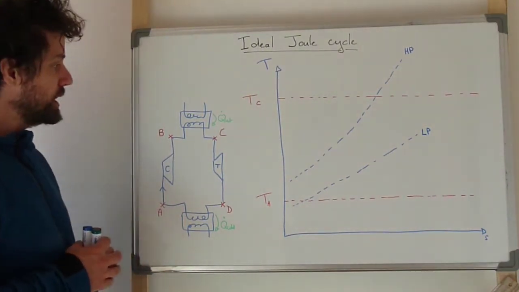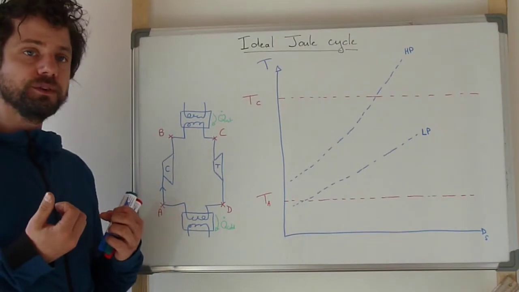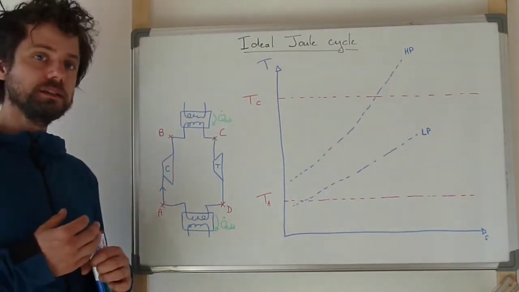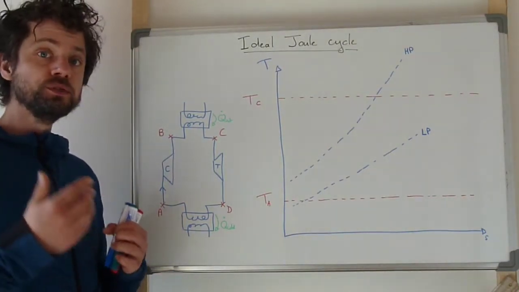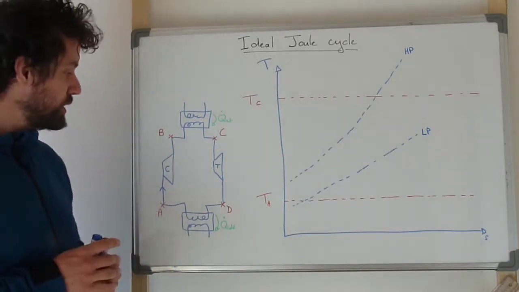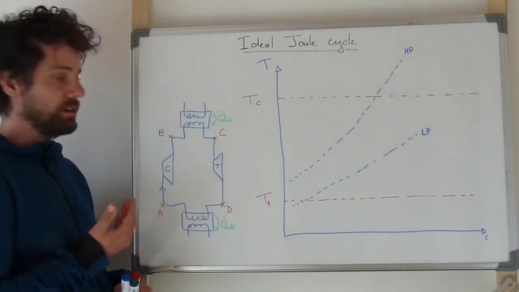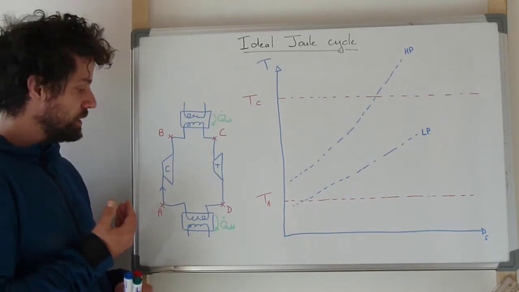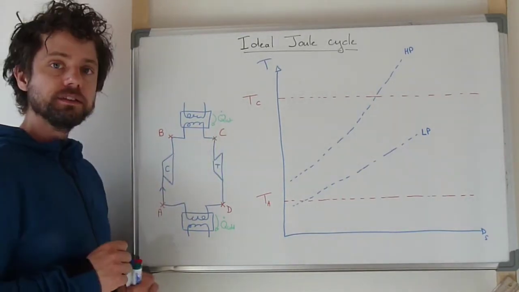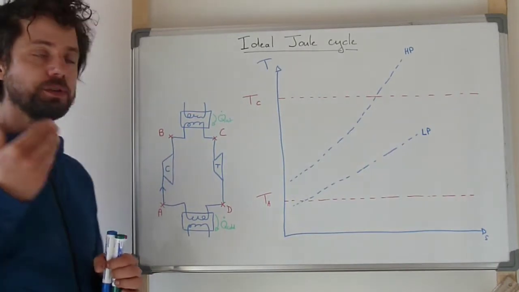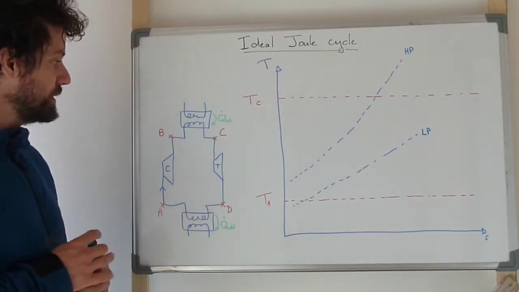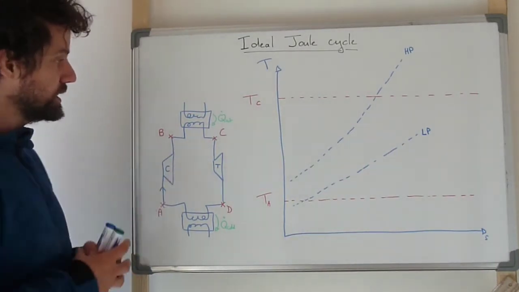So we can first observe a few different things. First thing is that we have two extreme temperatures. A is the coldest temperature of the cycle, and TC, the inlet of the turbine, is the highest temperature we have in this whole Joule cycle.